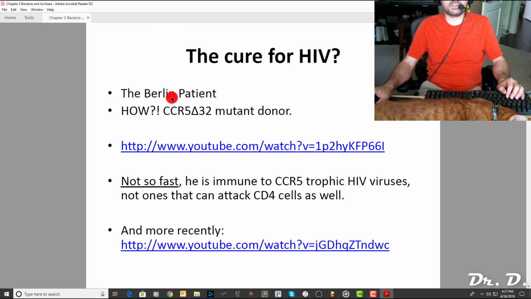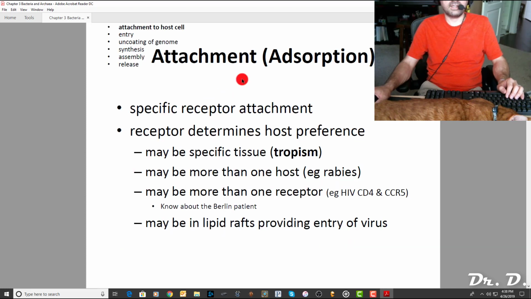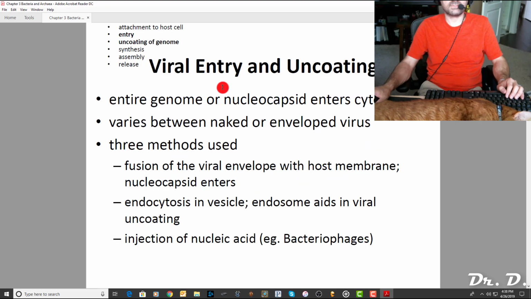We should know about the Berlin patient. How did treating the Berlin patient with bone marrow from a CCR5 delta 32 mutant donor, how did that treat the Berlin patient for both his lymphoma and his HIV infection? How did that prevent AIDS? So you should understand how that worked and understand what that had to do with absorption or attachment. Okay.